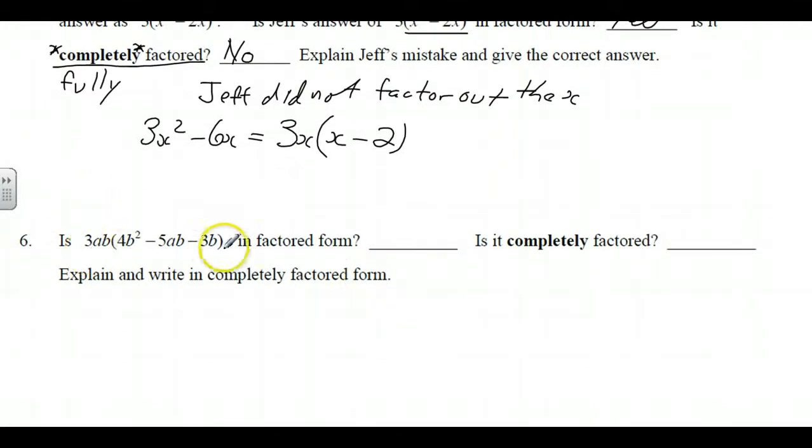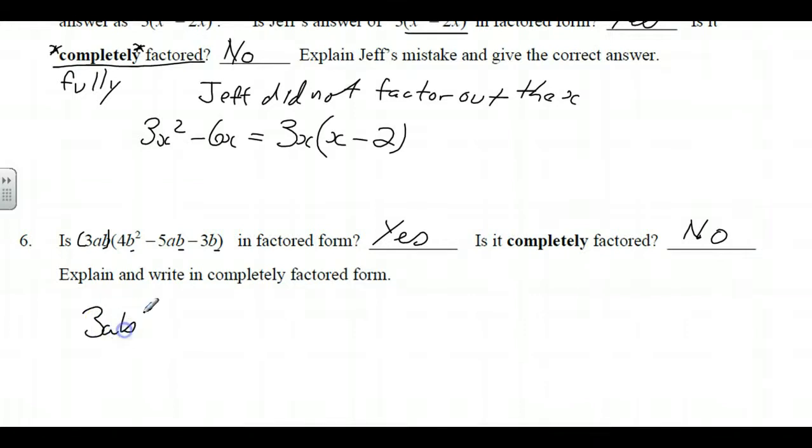Is this in factored form? Well, it's written as a product. I've got a term. So sometimes I just like to throw brackets in there. Is it completely factored? No, because they all have a factor of b. Number-wise, we're good. 3, 4, 5. Nothing common there. So is it completely factored? No. Explain. Did that verbally. And write in completely factored form.